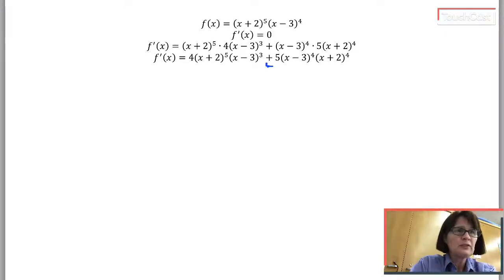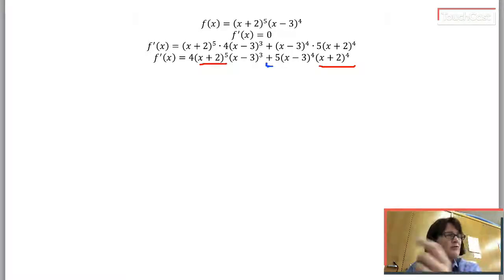So here, this first term is 4 times 5x plus 2 is multiplied together times 3x minus 3 is multiplied together. The second term is the number 5 multiplied by 4 copies of x minus 3 multiplied together and 4 copies of x plus 2 multiplied together. So what do those guys have in common? Well, let's do this in red, x plus 2 to the fourth, and here I have x plus 2 to the fifth. I can't take all 5 of those ones. I can only take 4 because that's how many x plus 2 factors the second term has.